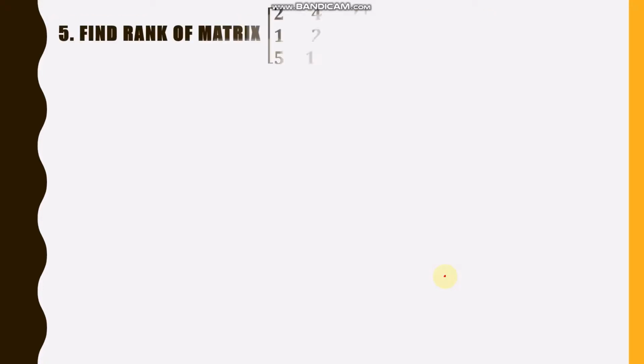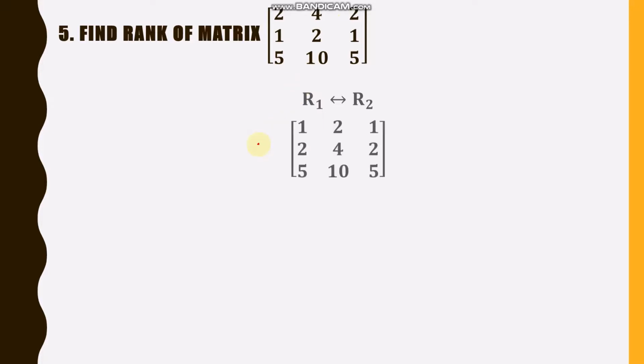Now next question. Question number 5. Find the rank of the matrix. So it's very easy. You can reduce it to echelon form. Firstly, let's bring 1 at the first place. So interchange the first and the second row: 1, 2, 1, then 2, 4, 2 at the second place, and the third row remains as it is. Now use the operation R2 goes to R2 minus 2 times R1 and R3 goes to R3 minus 5 times R1. So when we use this operation, here it will become 0 and here it will also become 0.